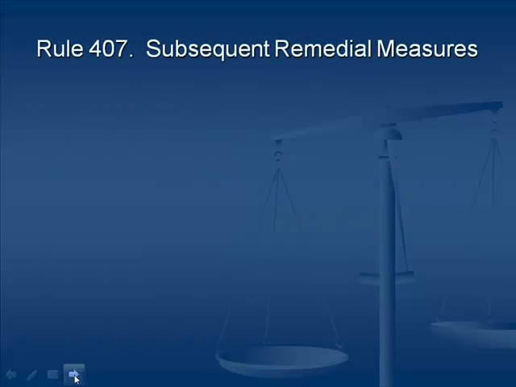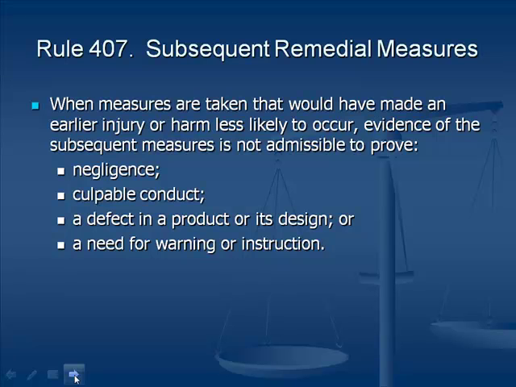Rule 407 deals with subsequent remedial measures, which are defined in the rule itself as measures taken that would have made an earlier injury or harm less likely to occur. It covers situations like a product manufacturer's addition of a safety feature to that product after someone was injured by it. In order to encourage people to take these safety precautions, the rule prohibits evidence of them to show negligence, culpable conduct, a defect in a product or its design, or a need for a warning or instruction.